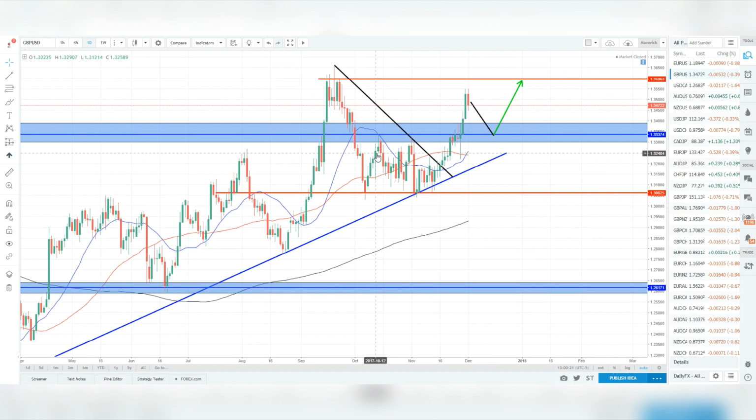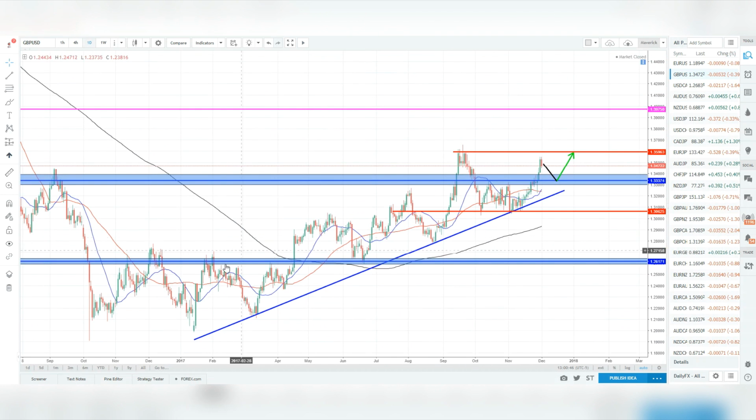Pound, we had this long sideways movement going on with the pound here. It finally broke up and out of it the past two weeks. The 20 is now crossed above the 50 SMA. Price is trading above the SMA, so we are in an uptrend. As you can see within this channel, price has been moving up for quite some time.